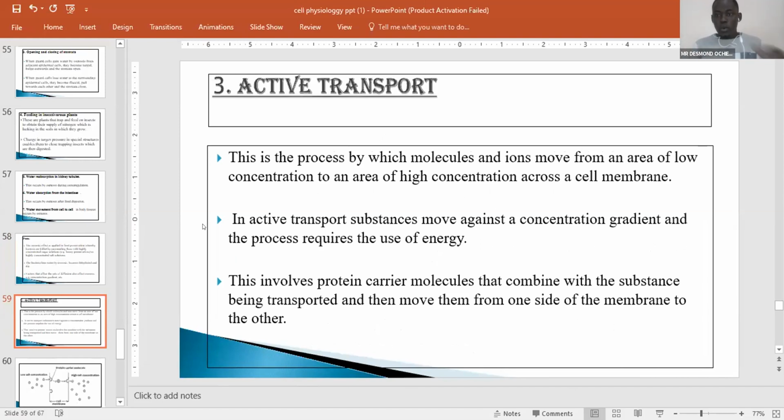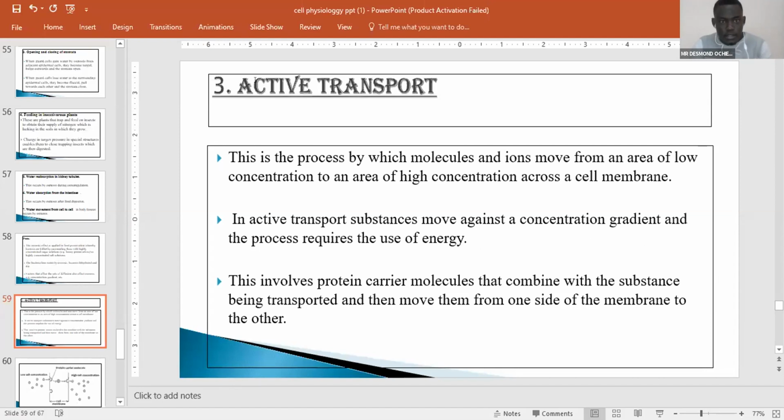So when we talk about temperature as a factor that affects the rate of osmosis, remember, osmosis takes place across the cell membranes, and cell membranes are made up of proteins. So high temperatures will denature or interfere with the structures of the cell membranes, and therefore will affect the movement of water molecules across the cell membrane.